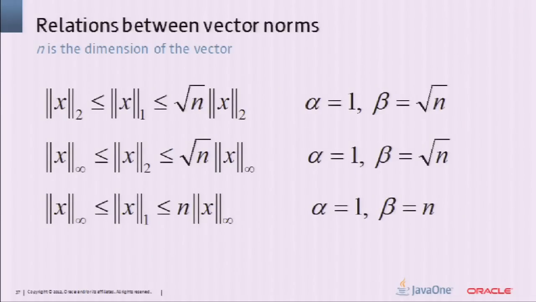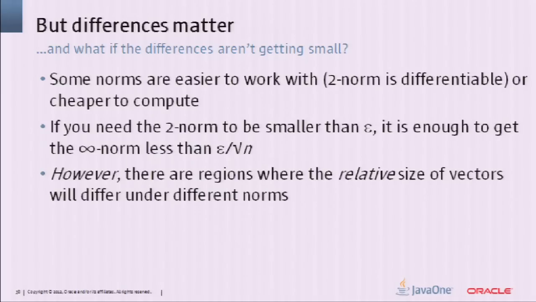And here are the actual numbers here. We can see here that the 1 norm is between the 2 norm and the square root of n times the 2 norm, for instance. And we'll see some graphs of these later.